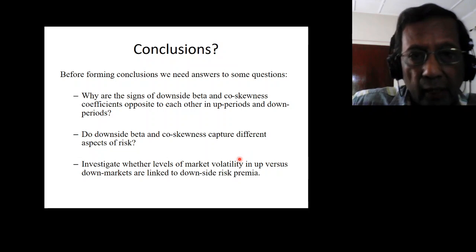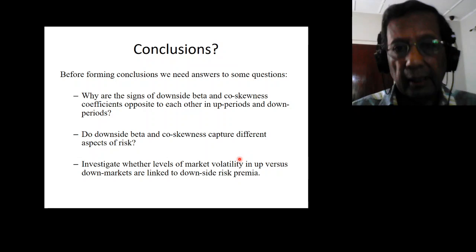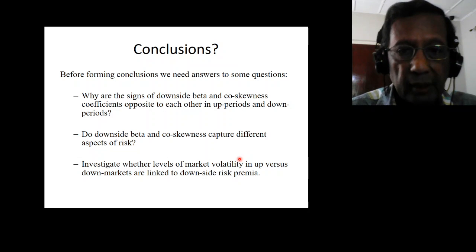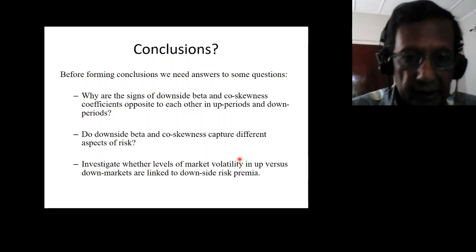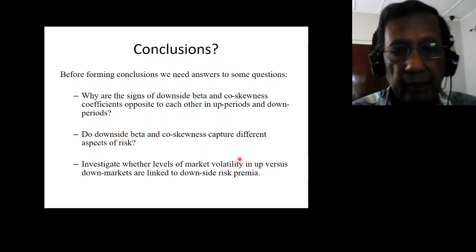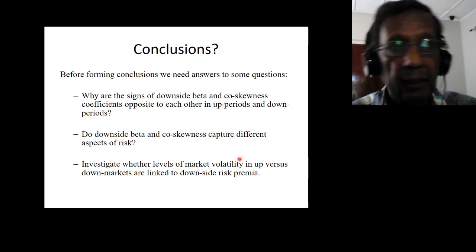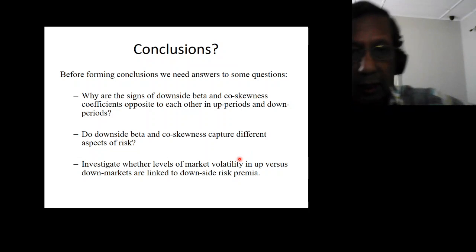So questions such as: why are the signs of the downside betas and co-skewness different to each other, and why do they switch between up periods and down periods? Is it because these risk measures are capturing different aspects of risk? And again, is it because of different levels of market volatility during up periods and down periods? Because co-skewness is something to do with squared market returns, which is something to do with volatility. So these are questions that we need to find answers to. We need to dig further and do some further tests before we can conclude our paper.